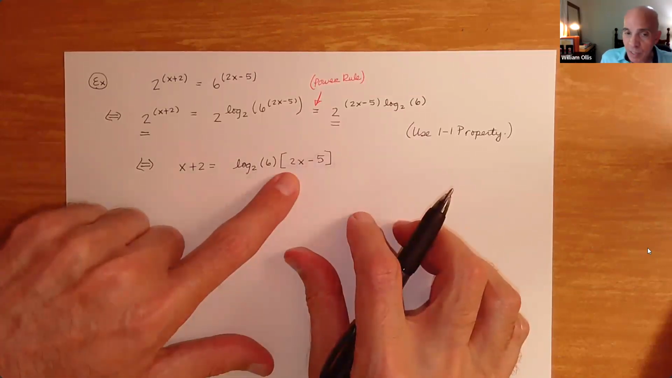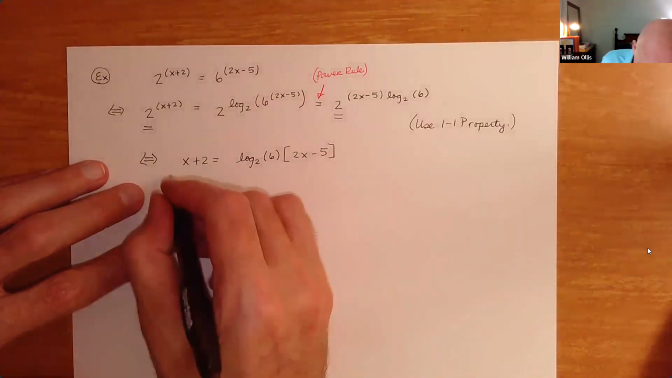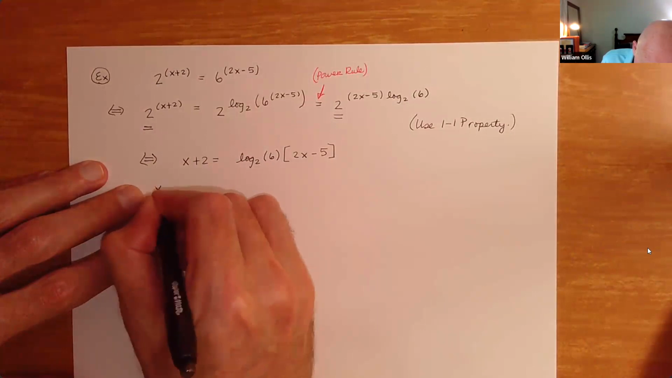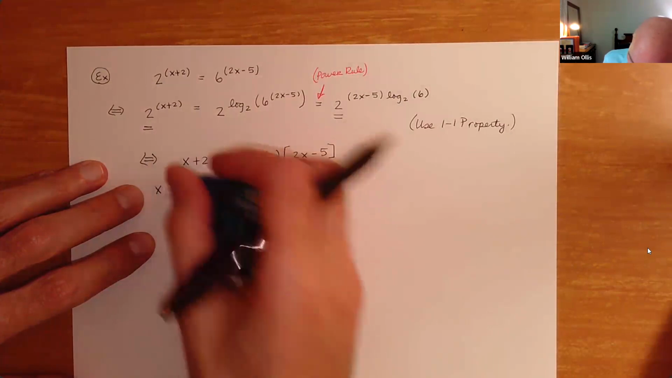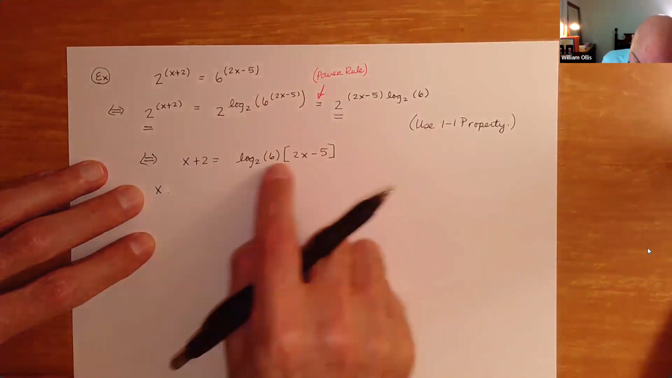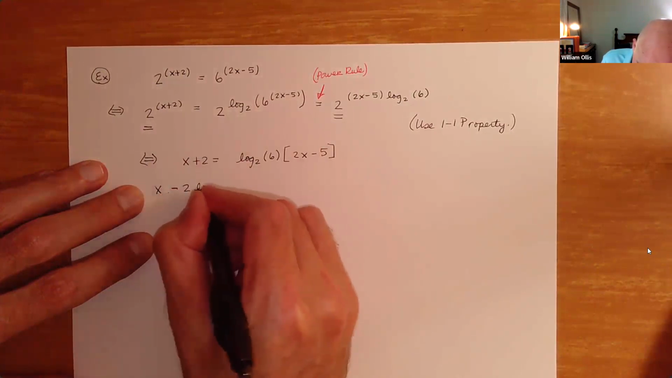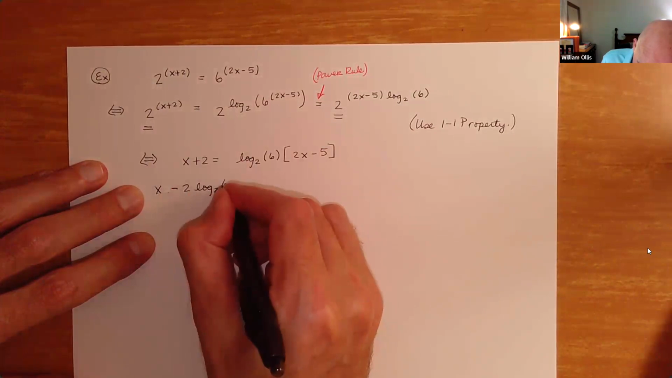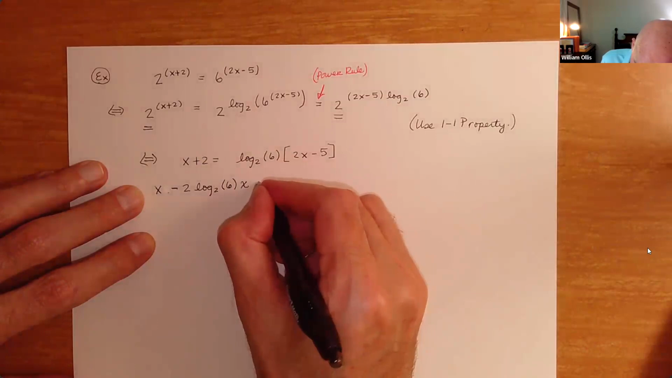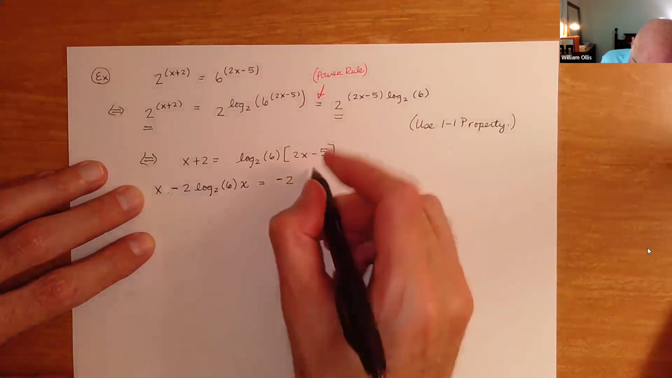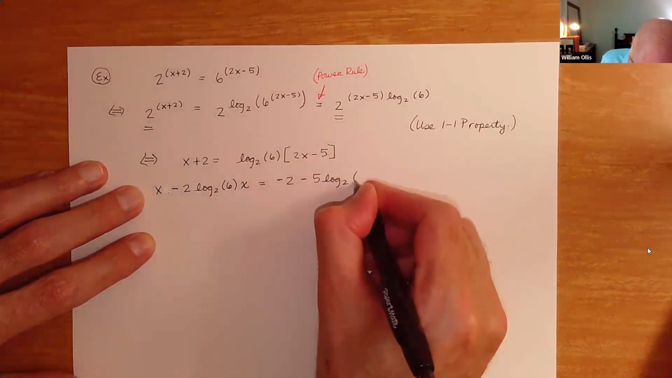So now we just want to isolate the x. So let's get all the x's on one side. It doesn't matter how we do it. So we have x plus 2. Well, let's just go ahead and move the x's over. So here we have a 2 times the base 2 logarithm of 6. So that's a negative 2 base 2 logarithm of 6 times the x. And now we'll just take the 2 over. So this will give us a negative 2. And then we have minus 5 times the base 2 logarithm of 6.